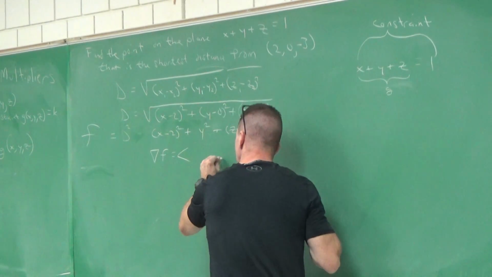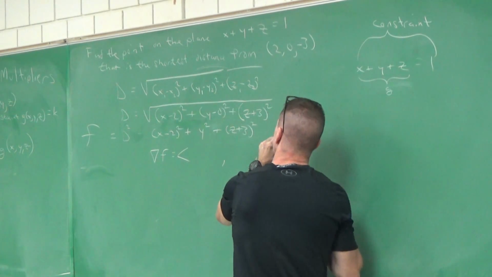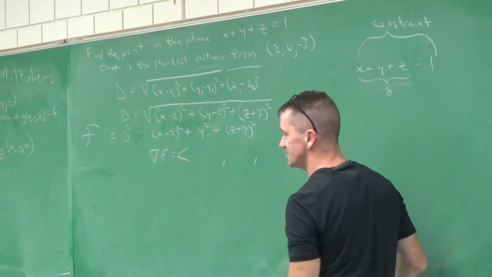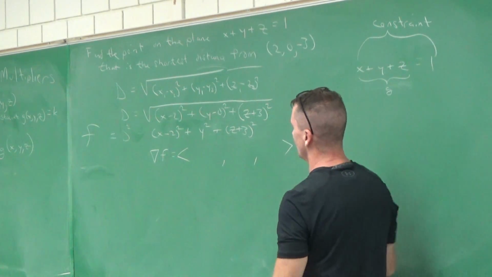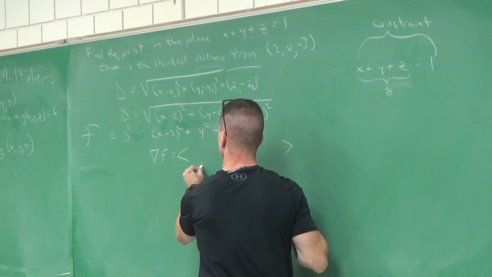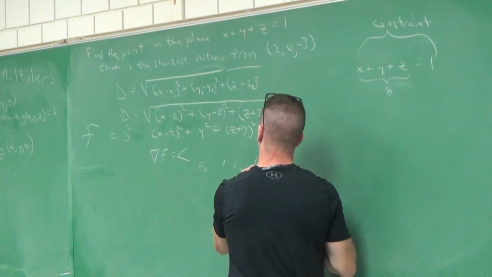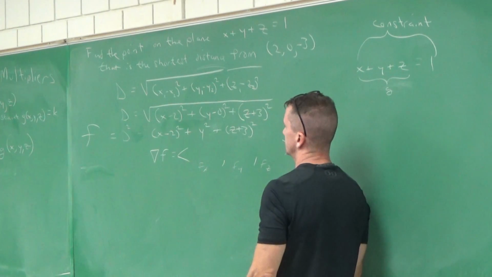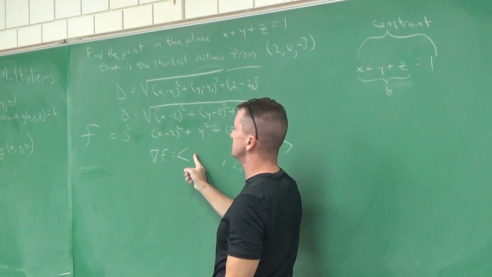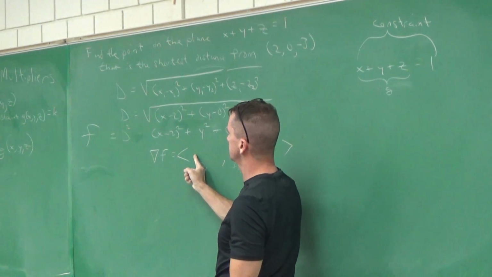Don't we make a vector? The gradient of a function is a vector. It's made up of all the partial derivatives: Fx, Fy, and Fz. What's the partial with respect to x?